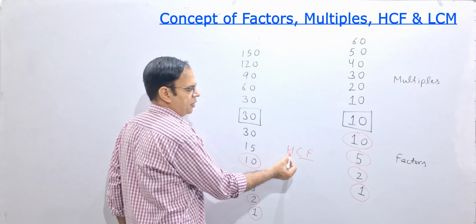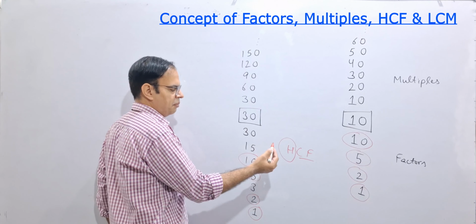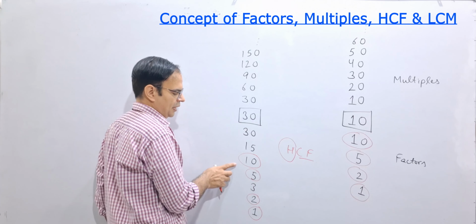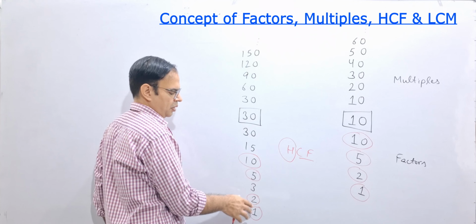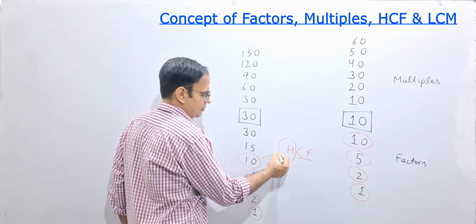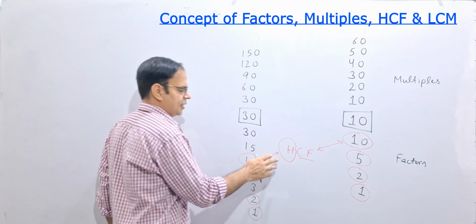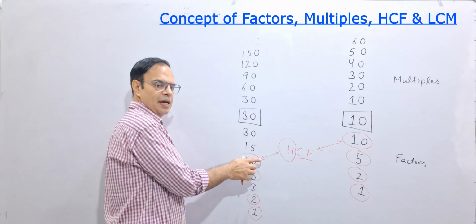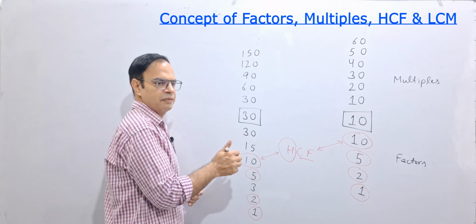But one important term is H. H stands for highest. What is the highest common factor? All of these are common factors: 10 present here and there, 5, 5, 2, 2, 1, 1 here and there also. H stands for highest. Here 10 is the highest common factor. So 10 is the answer. In this way, we have understood the concept of HCF.